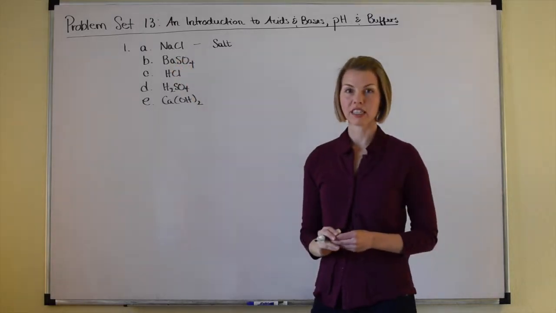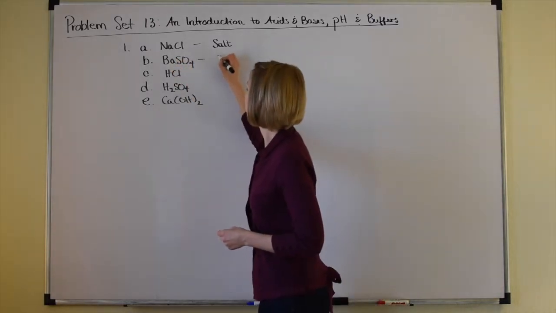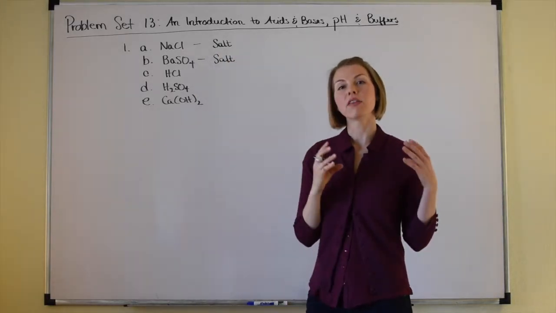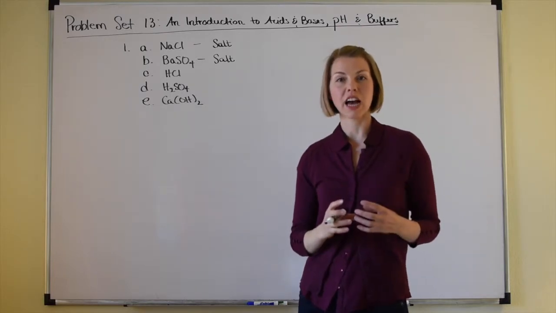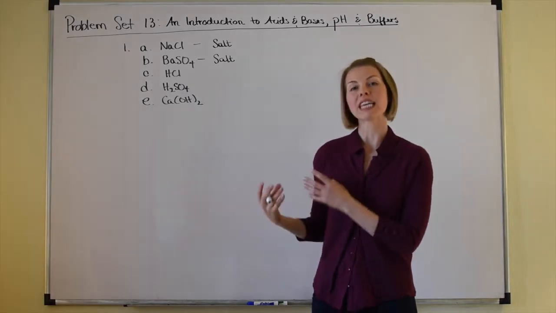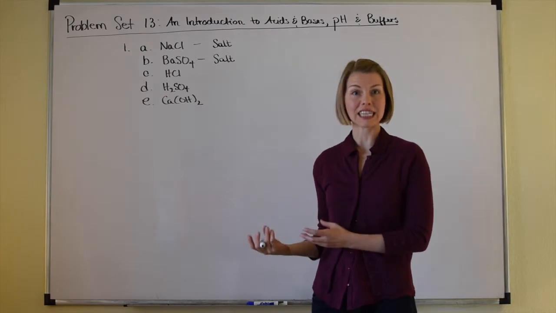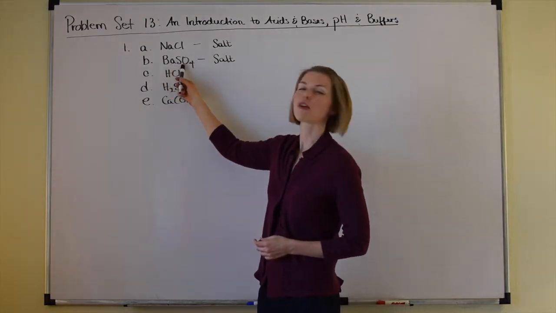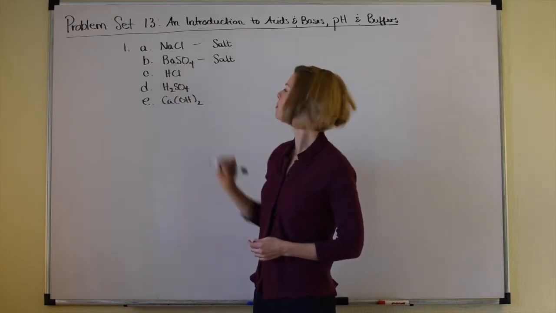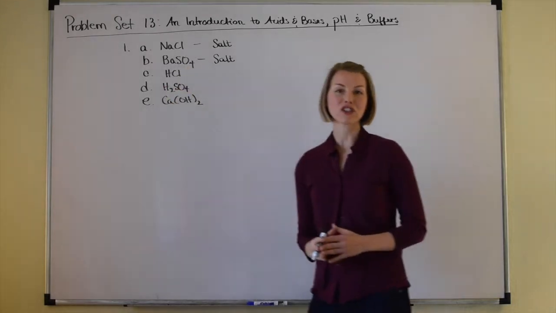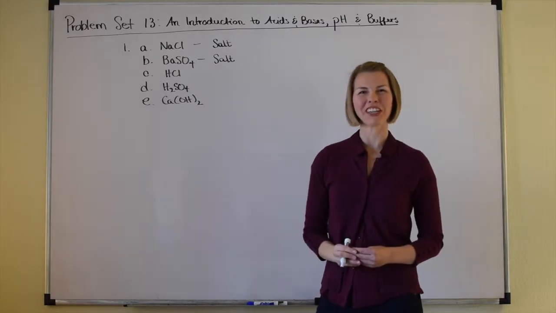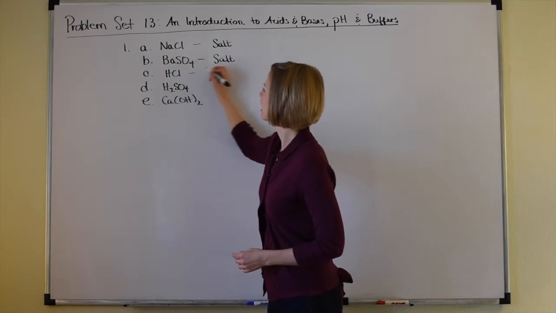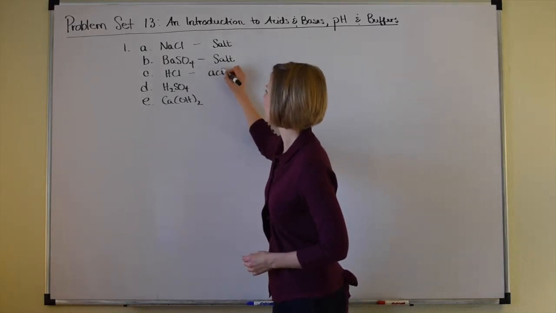Barium sulfate, also a salt. This is the salt that will form from the base barium hydroxide neutralizing with the acid sulfuric acid. The cation from the base, barium, and the anion from the acid, sulfate. C, hydrochloric acid. It's in the name for you. This definitely has an acidic hydrogen. Hydrochloric acid is an acid.